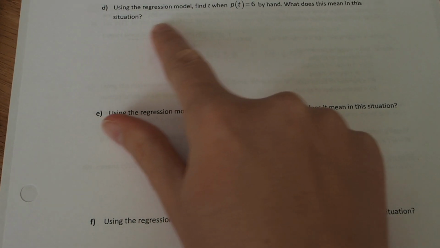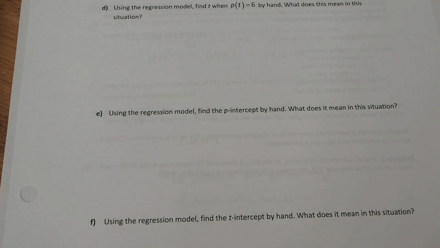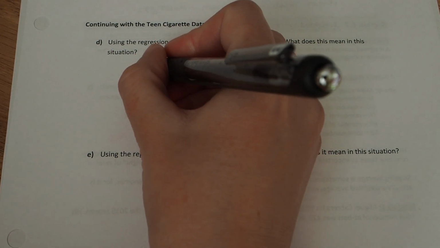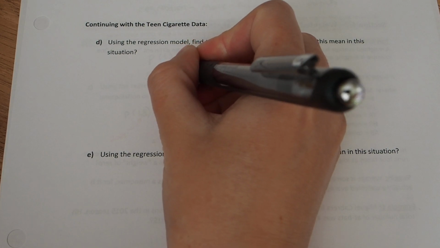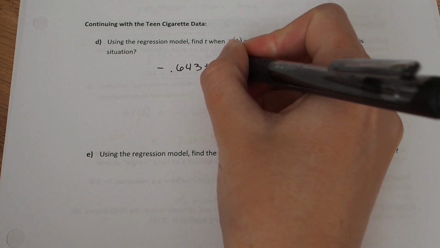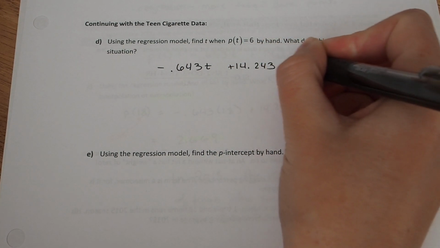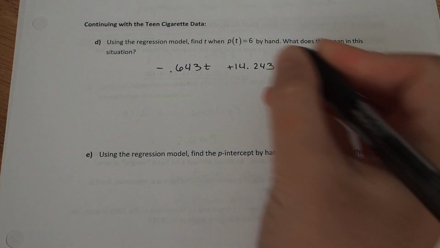Using the same regression model, find when P of t is equal to 6. So that model was negative 0.643t plus 14.243, and I want to find out when it's equal to 6. So I'm going to solve for the t value.